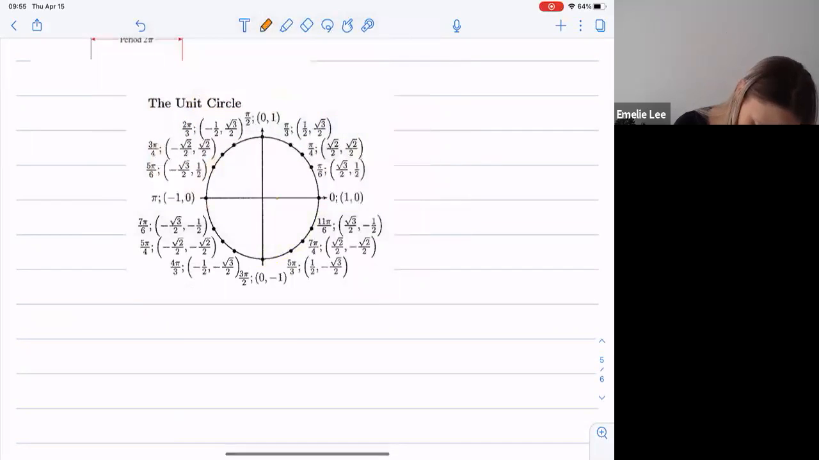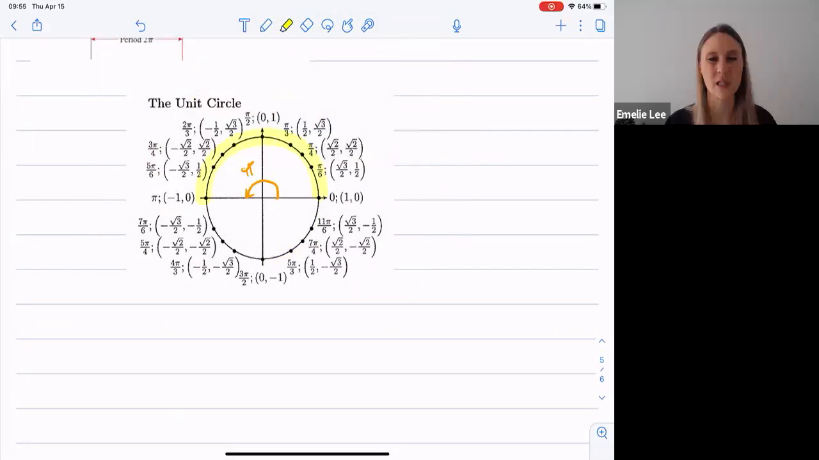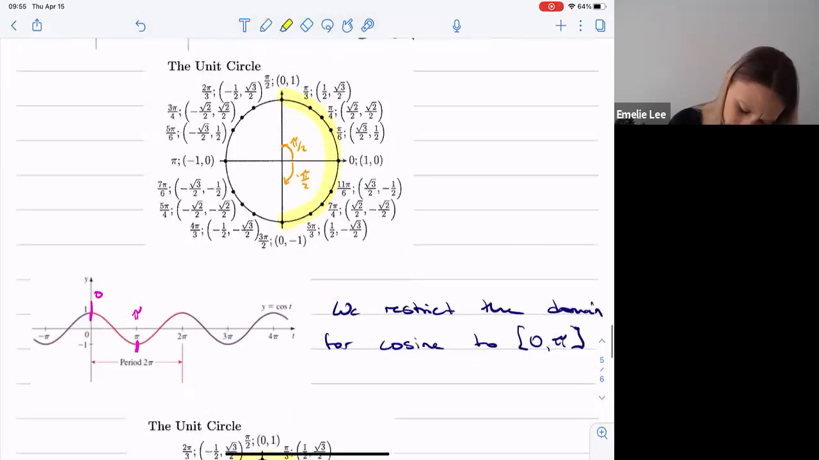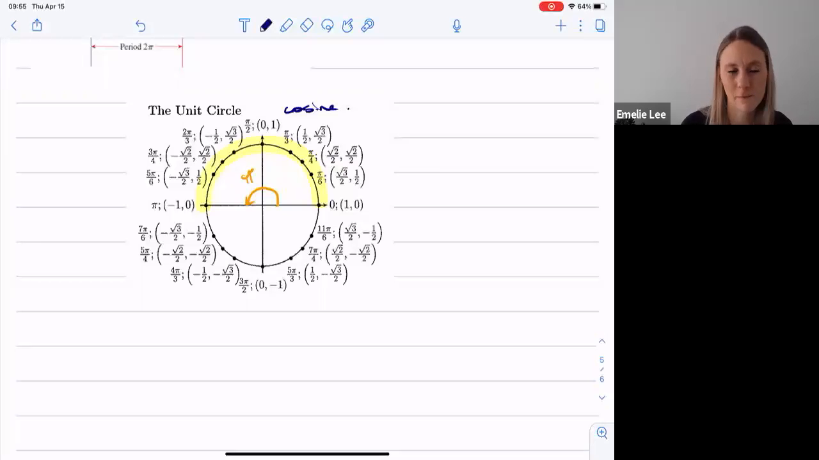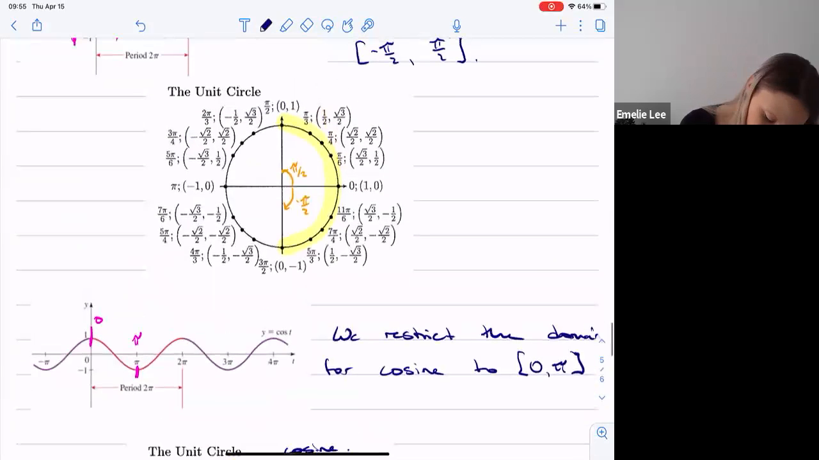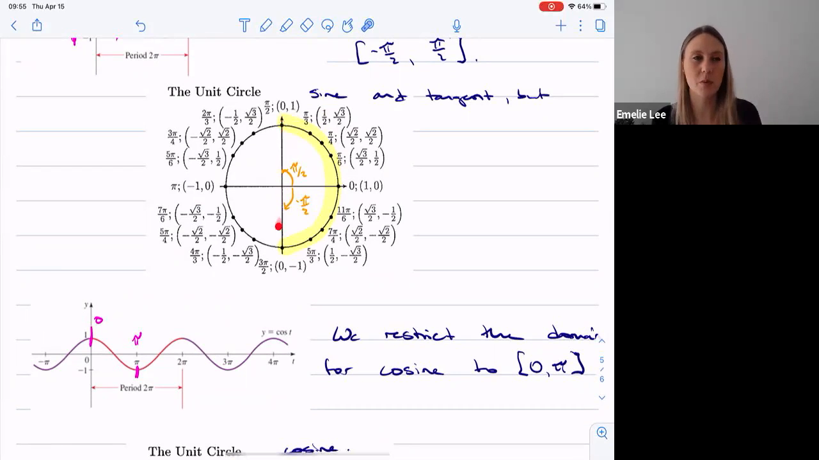Oops, from 0 to pi means that this is where we're restricted to for cosine. This is for cosine. This is for sine and tangent, but tangent excludes these endpoints, because we can't divide by 0.